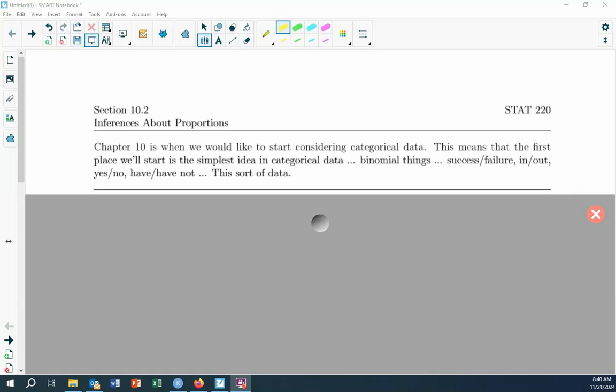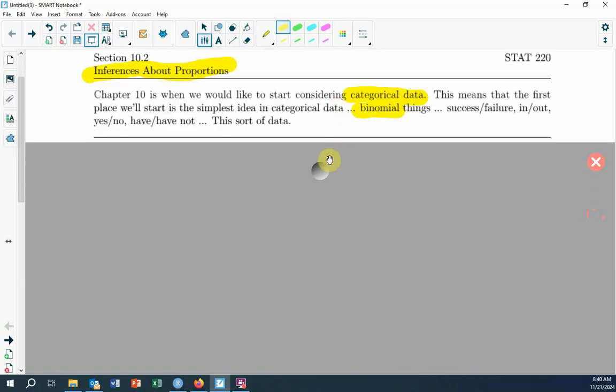All right. Now, where are we going to start with this proportion idea? Let's start with the idea that we would like to consider categorical data now. We haven't really considered categorical data in this course up to this point. Now, we're going to go the simplest way to do this. The simplest type of categorical data is only with two categories. So, what we might think of as binomial like things. So, success, failure, in or out, yes or no. You have this or you don't have this. Only two categories. And we can do that with binomial distributions.